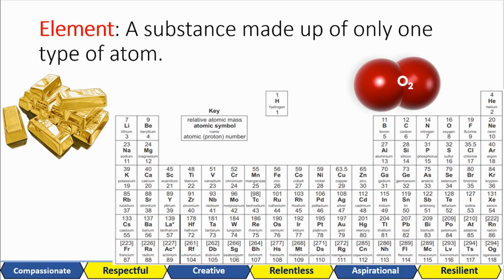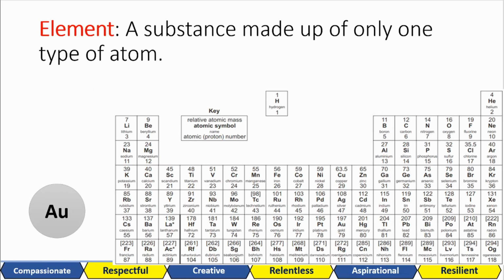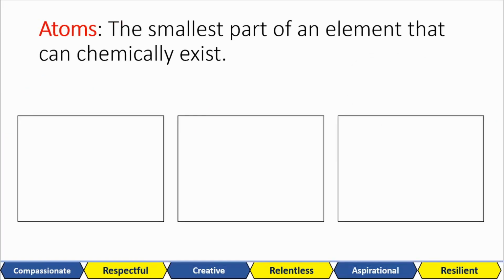If I were to take a piece of gold and keep cutting it in half, and in half, and in half, all the way, the smallest thing that I can have that can still behave like gold will be an atom of gold. This brings us to the definition of what an atom actually is. Atoms are the smallest part of an element that can chemically exist. That means that anything smaller than an atom no longer has the chemical properties of that element.